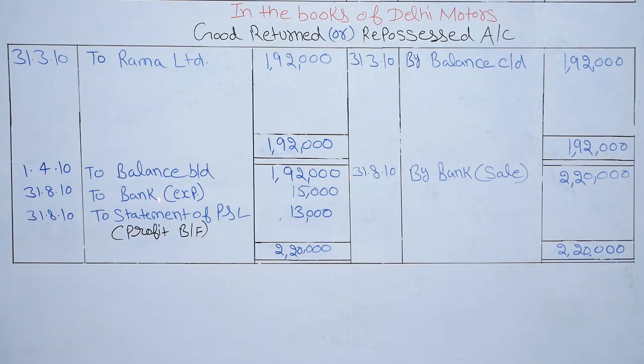Delhi Motors did some expenses on goods return. So entry will be goods return account debit to bank account 15,000. 31st August 2010, Delhi Motors resold all the returned goods for rupees 2,20,000. Entry will be bank account debit to goods return. So after selling the car, the company gets a profit of rupees 13,000. 31st August 2010, to statement of profit and loss 13,000.